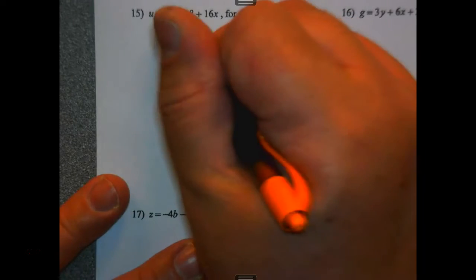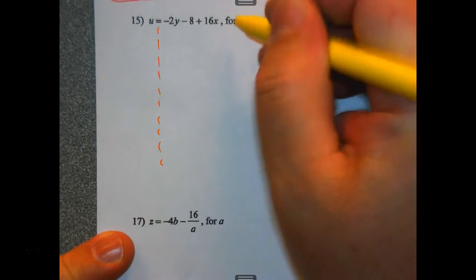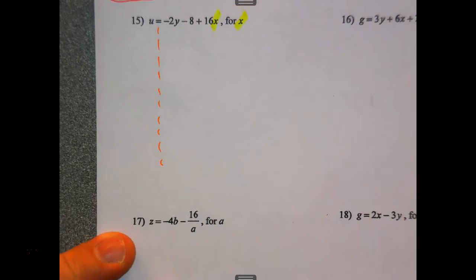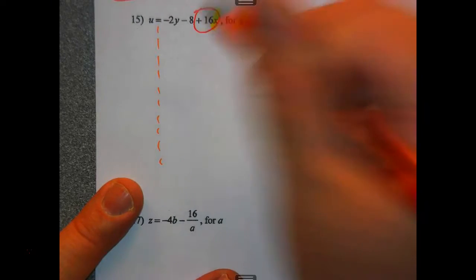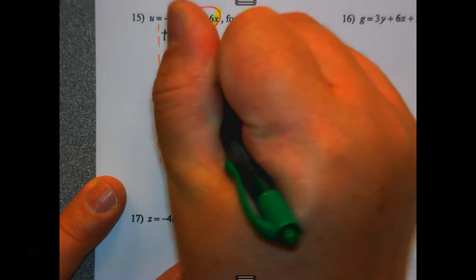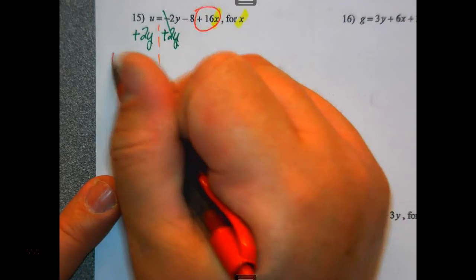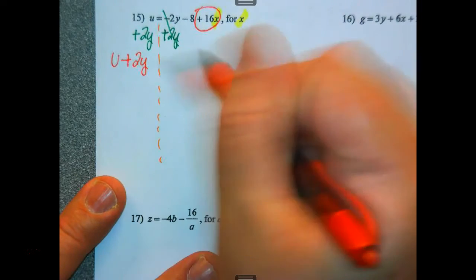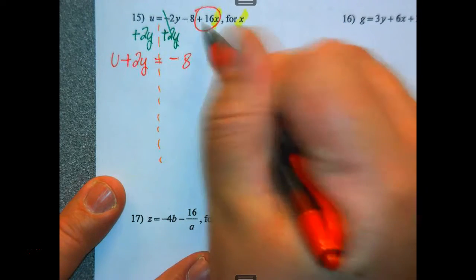Number 15. Have to get x by itself. My x term. So I'm going to start by getting rid of the minus 2y. I'm going to add 2y. I get u plus 2y. I have minus 8 plus 16x.